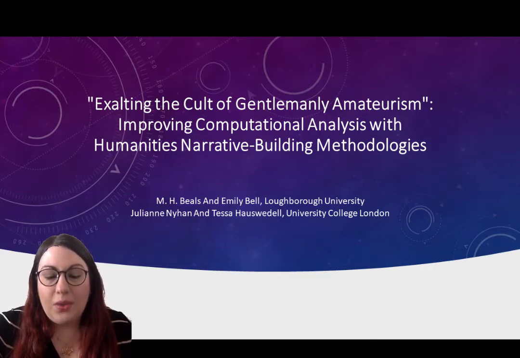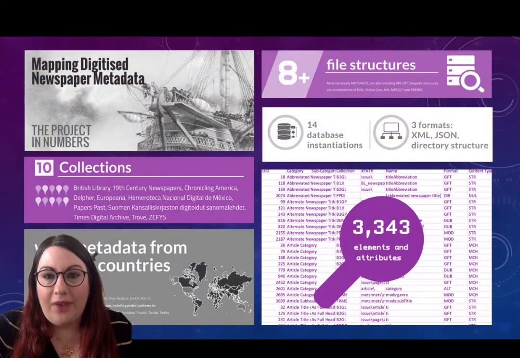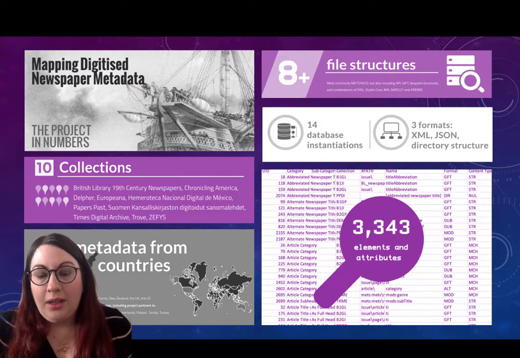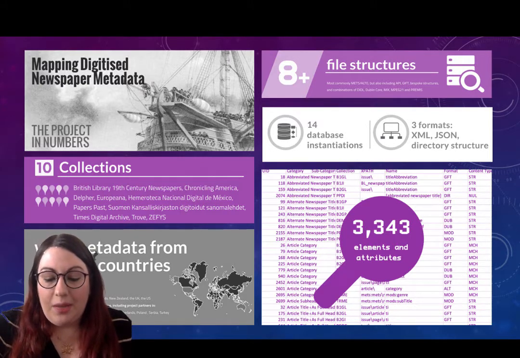We combined these oral histories with analysis of metadata files from 10 collections: the British Library 19th Century Newspapers, Chronicling America, Delpher, Europeana, which aggregates several collections, the National Libraries of Mexico, New Zealand, Finland, Australia, and the State Library of Berlin, and also the Times Digital Archive. Team members in different countries input the metadata into a spreadsheet, which by the end of the project had over 3,300 lines of metadata fields catalogued.